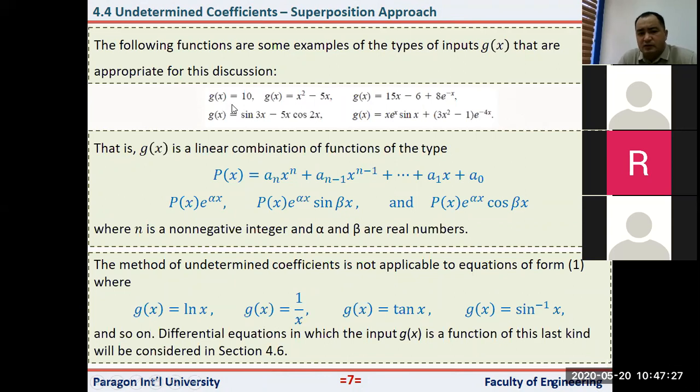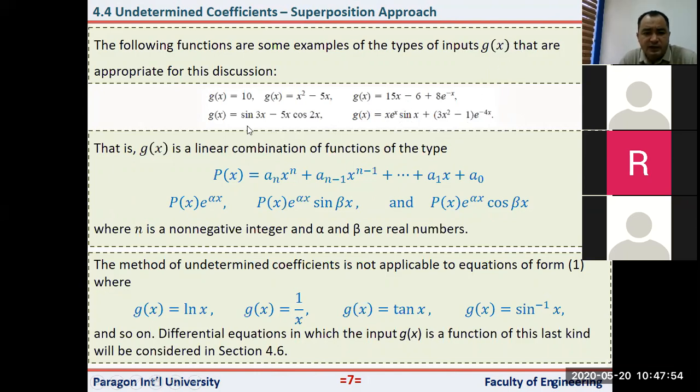For example, g of x equals 10, or g of x equals x squared minus 5x, or it is 15x minus 6 plus 8 times e to the power minus x, or sine of 3x minus 5x times cosine of 2x, or x times e to the power x times sine of x, plus 3x squared minus 1 times e to the power minus 4x. These are just some examples of the forms of this g of x.